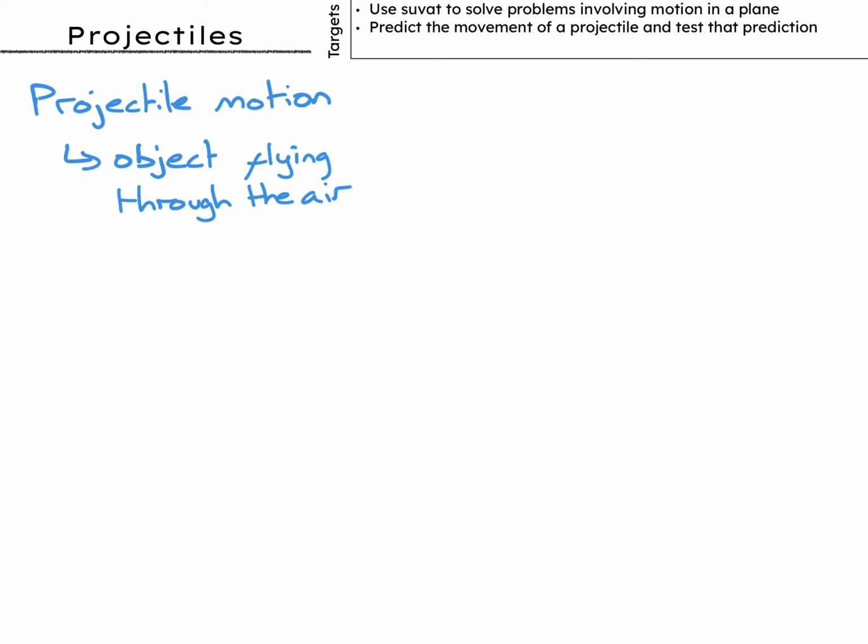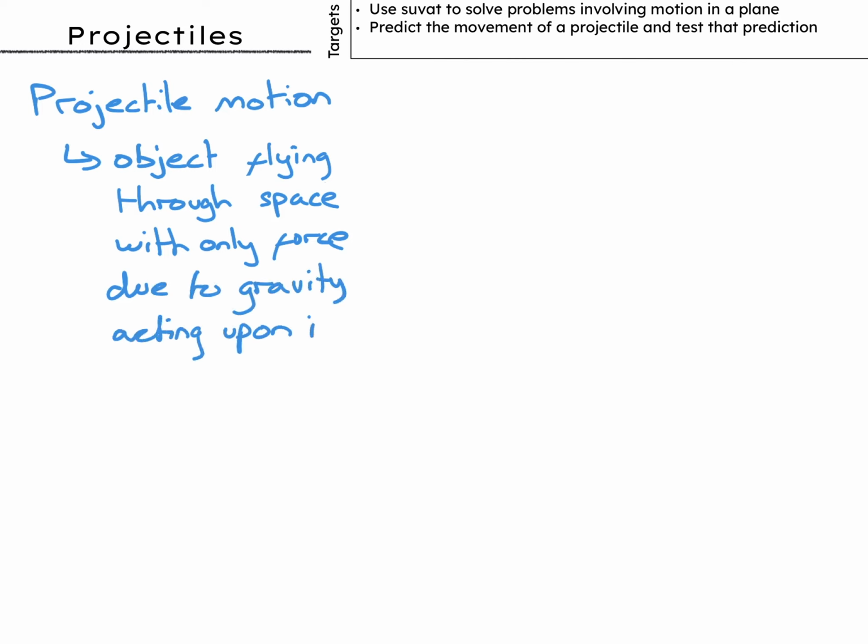Within A-level physics, we're going to simplify further and say that a projectile is an object that is travelling through space with only the force due to gravity acting upon it. Notice, I didn't say air because we're going to ignore air resistance even. Only one force, the force due to gravity acting down.